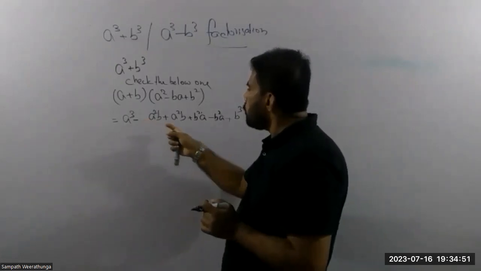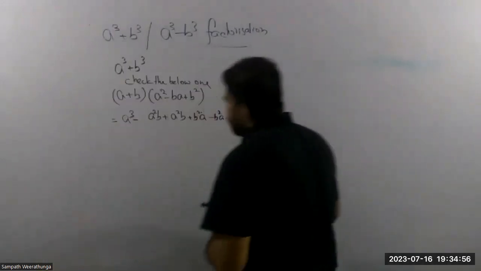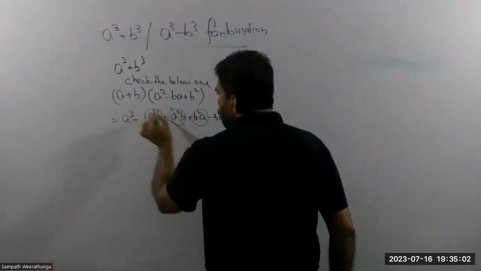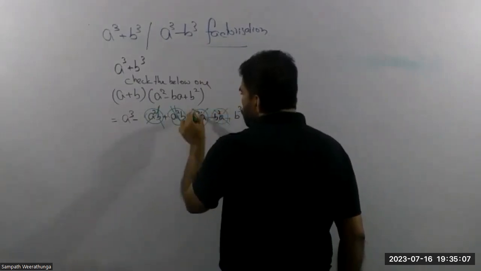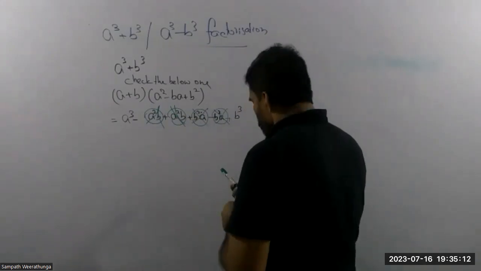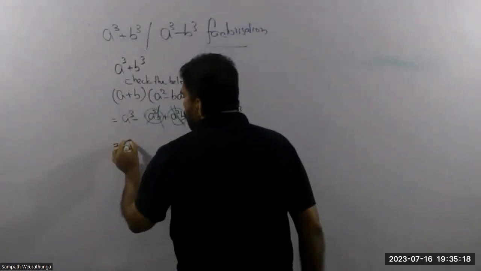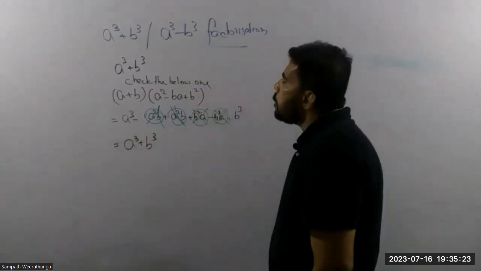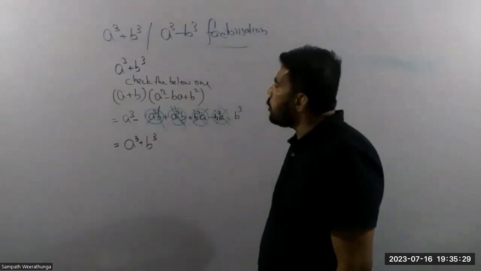A squared B positive, negative, they cancel each other. These two cancel each other. And B squared A, B squared A, these two cancel each other. Finally, I'll end up with A cube plus B cube. So my assumption, my suggestion, is true.